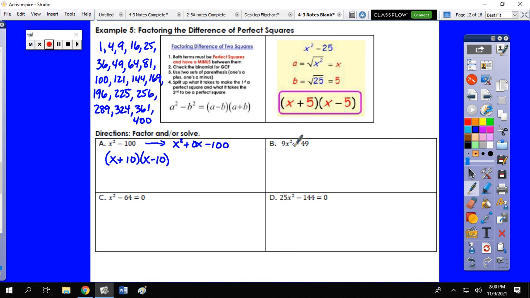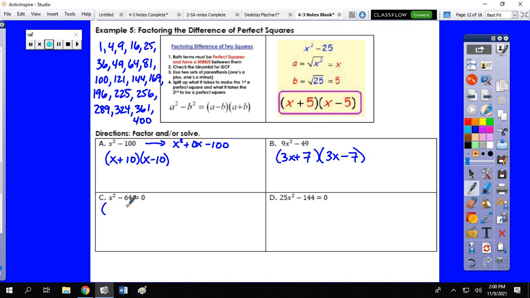Okay? So on the next one, the square root of 9x squared would be 3x. So the first term in both sets of parentheses is 3x. One is a plus, one is a minus. And the square root of 49 is 7. On letter C, you'll need to factor the left side first and then use the zero factor theorem to solve. So go ahead and pause the video and try it on your own, and then resume the video to see how you did.